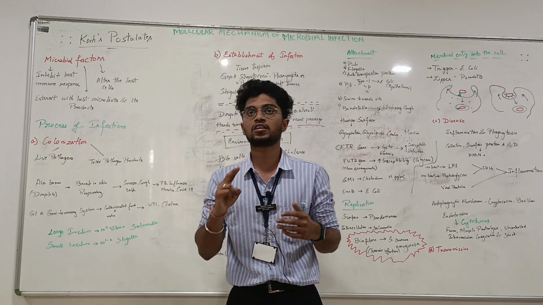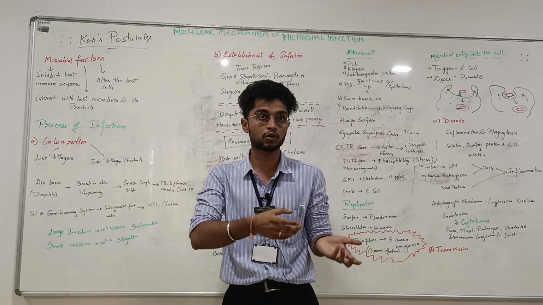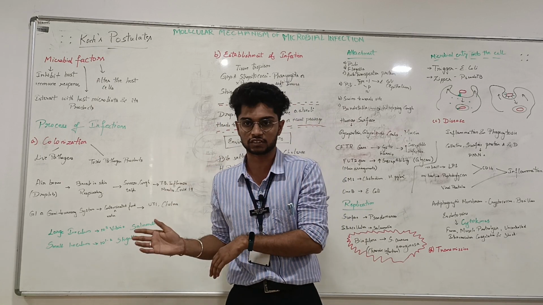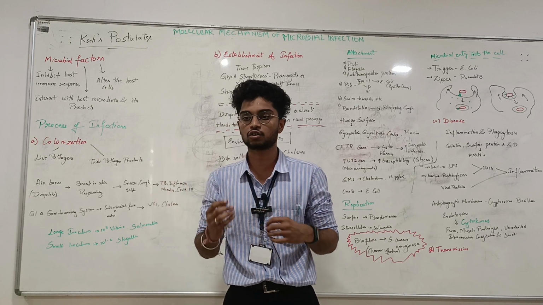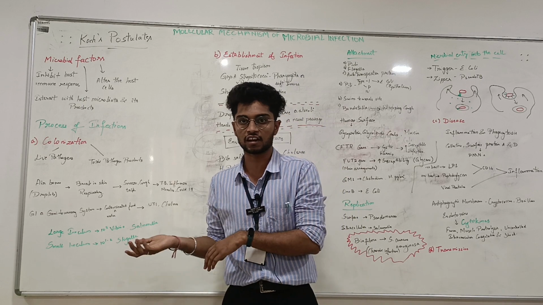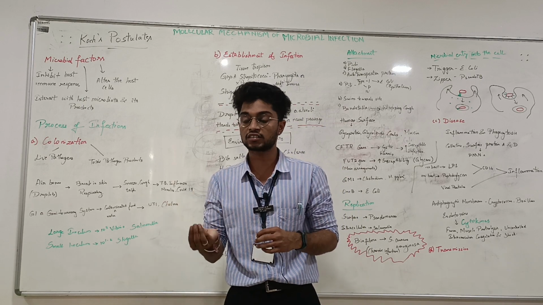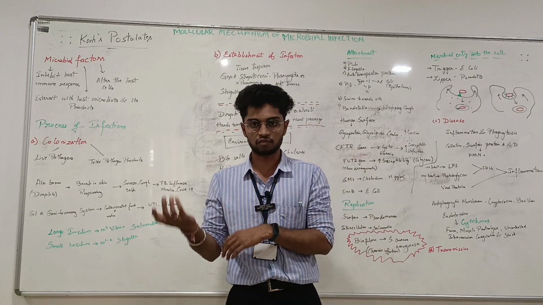The second postulate was that the organism should be able to be extracted from the infected patient. The third was that the organism extracted should be cultured, multiplied externally also, and if you insert that organism into another healthy person, it should cause infection again.